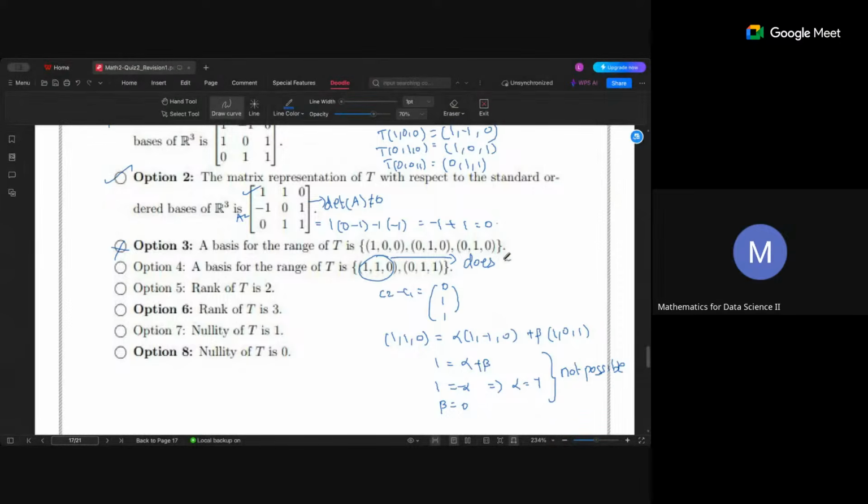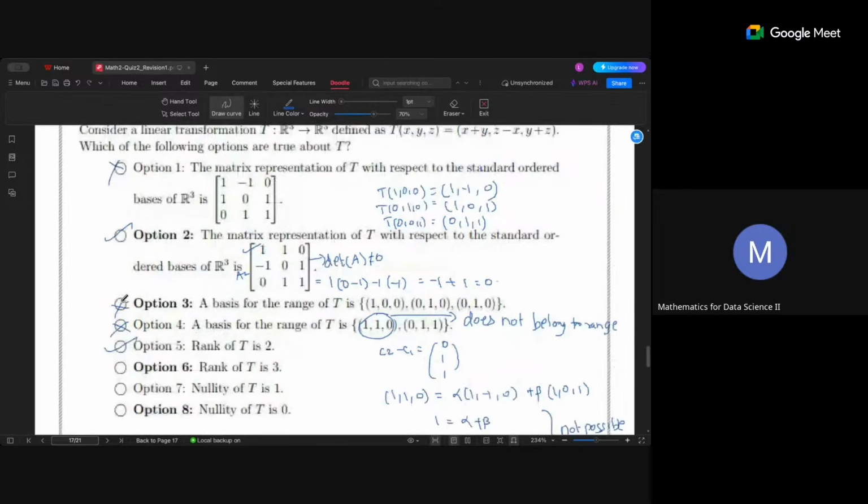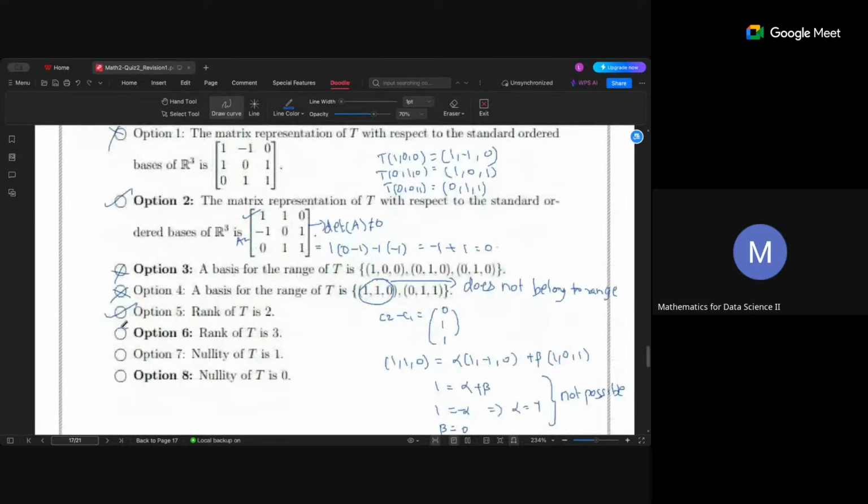So this means this vector does not belong to the range. Do you see why? Because it is not expressed as a linear combination of the basis of the range. So this does not belong to the range, and this also does not form a basis. Okay, and the rank of T is 2, right? Rank of T is 2, and if rank is 2, you know that nullity is 1. Okay, are we done?